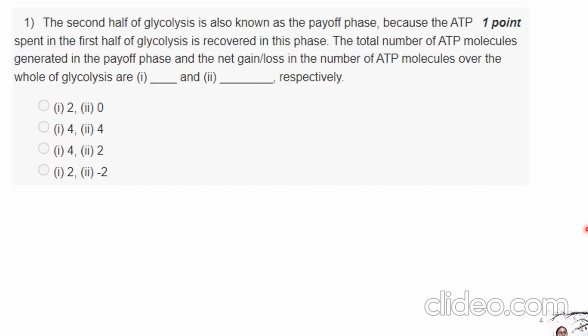The second half of glycolysis is also known as the payoff phase because the ATP spent in the first half of glycolysis is recovered in this phase. The total number of ATP molecules generated in this payoff phase and the net gain or loss in the number of ATP molecules over the whole of glycolysis are dash and dash respectively. Which one of these options do you think is correct?